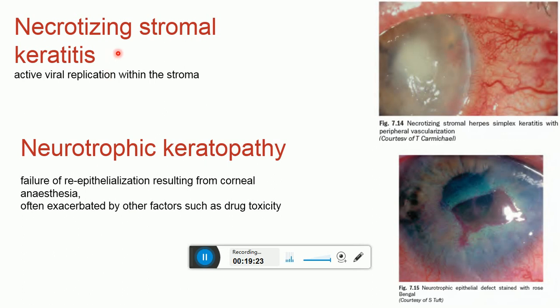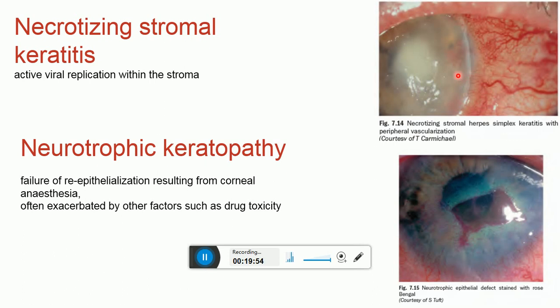Next is necrotizing stromal keratitis. This is a rare condition resulting from active viral replication within the stroma. Though immune-mediated inflammation is likely to play a role, it may be difficult to distinguish from severe disciform keratitis. It may be a spectrum of disease, including overlap with neurotropic keratopathy. As with disciform keratitis, a similar clinical picture may be caused by other infections.